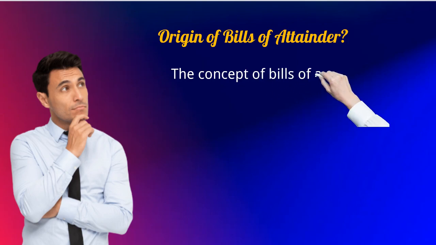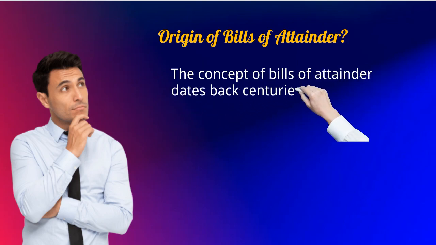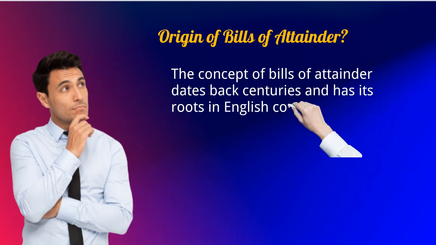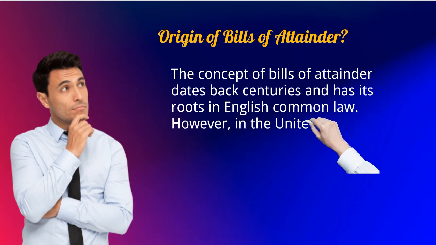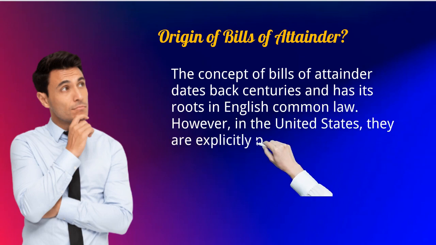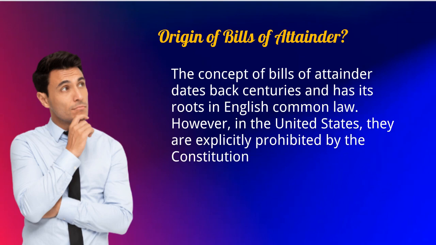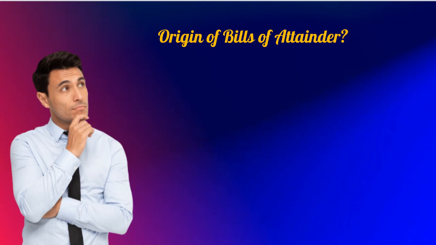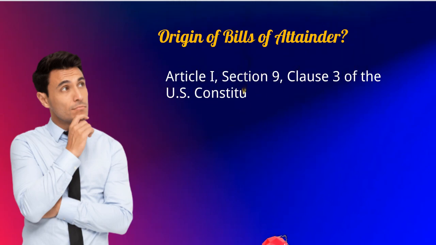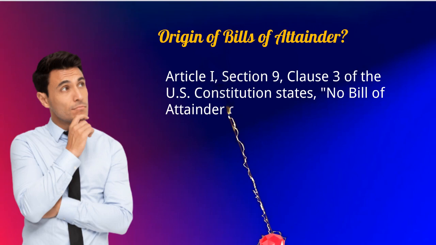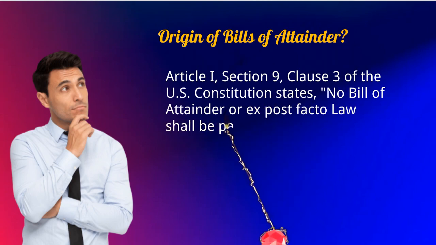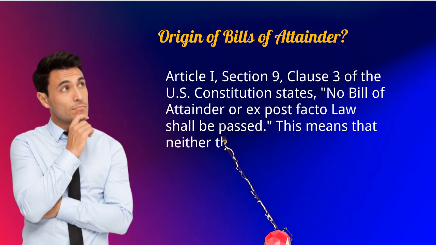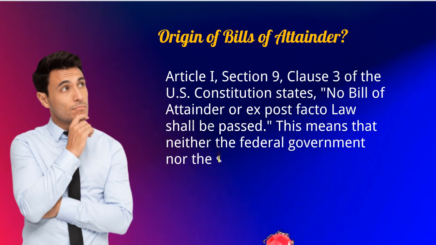The concept of Bills of Attainder dates back centuries and has its roots in English common law. However, in the United States, they are explicitly prohibited by the Constitution. Article 1, Section 9, Clause 3 of the U.S. Constitution states, "No bill of attainder or ex post facto law shall be passed." This means that neither the federal government nor the state governments can pass bills of attainder.